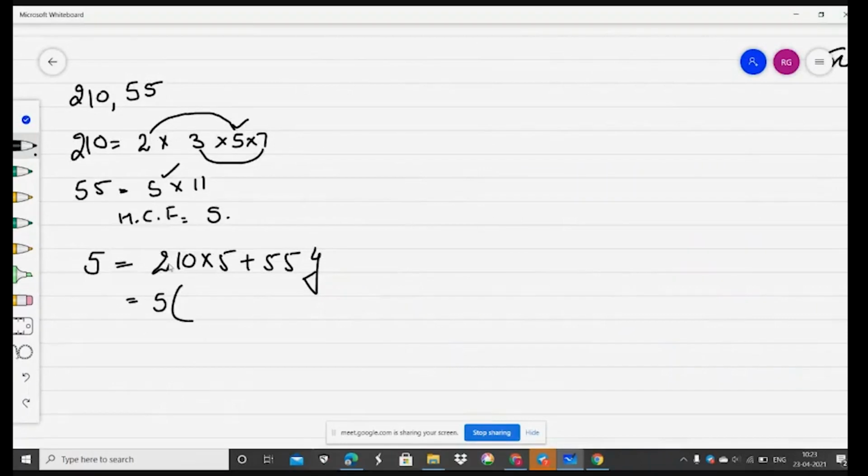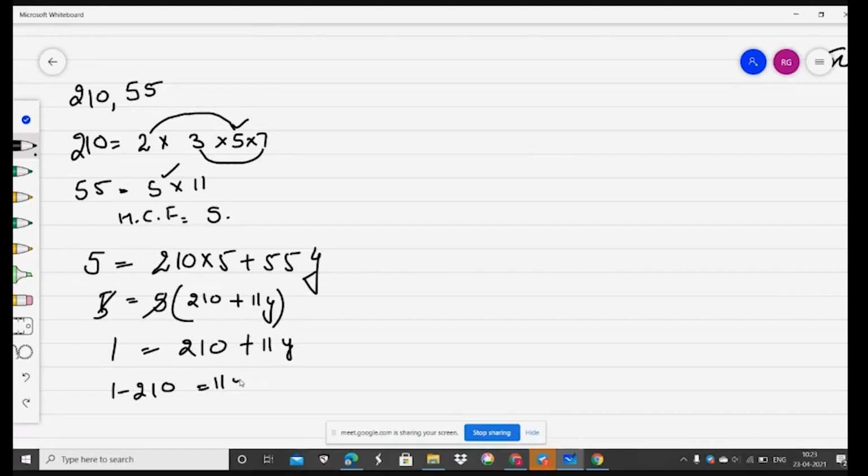What I am doing, I am taking 5 common because 5 is here also and here also. So 210 plus 11y. 5 cancels with 5. Now 1 is left here and 210 plus 11y. When it will go here, we will be getting 1 minus 210 is equal to 11y, and minus 209 divided by 11 is equal to y, and y is equal to minus 19. I hope it's clear.